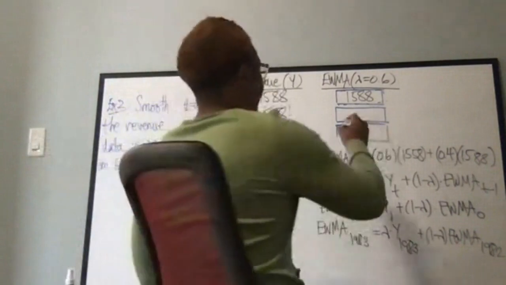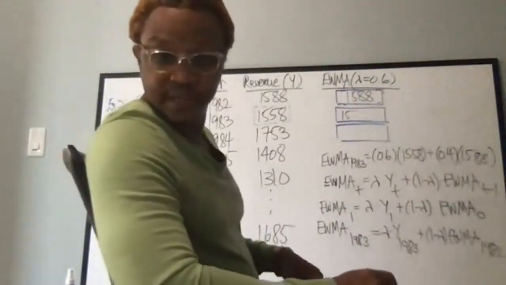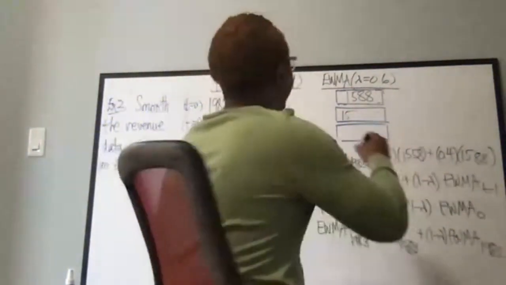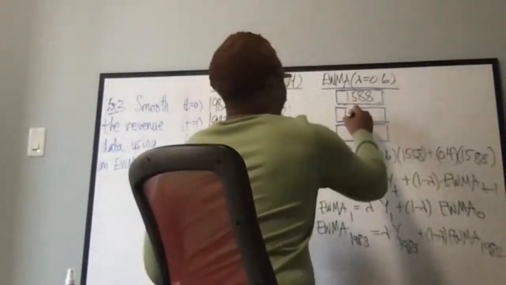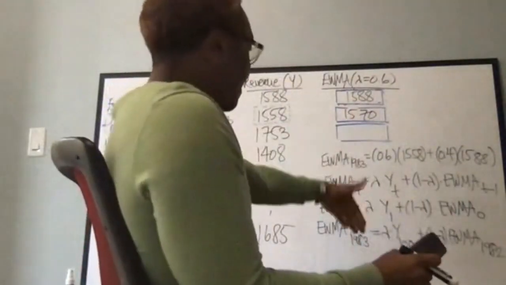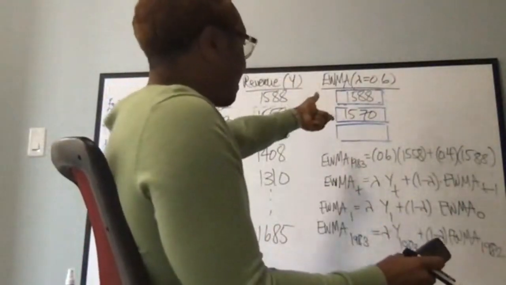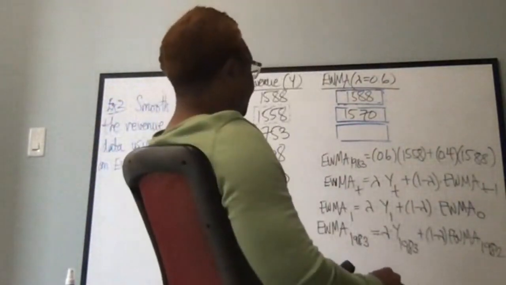I guess it's 1.5. Whoever gets something, just let me know. Is 1570? Just right, okay. 1570. So that's using the second part of that algorithm to calculate this. Let's keep going.